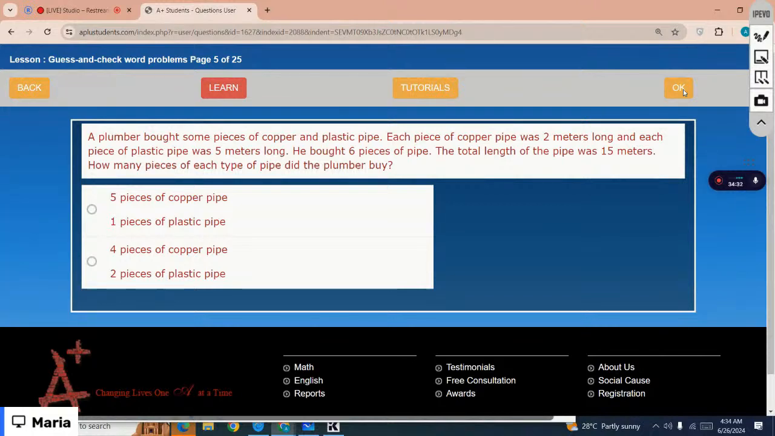Option number 1 is the correct option. There are 5 pieces of copper pipe and 1 piece of plastic pipe. Option number 1 is the correct option.